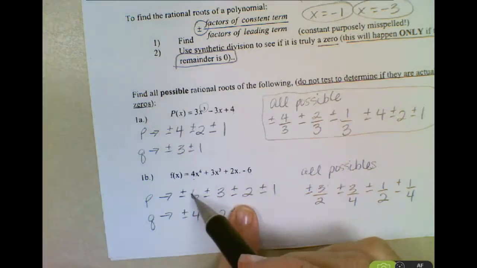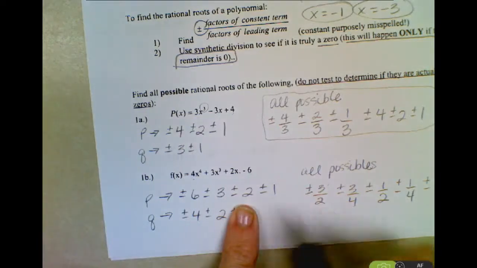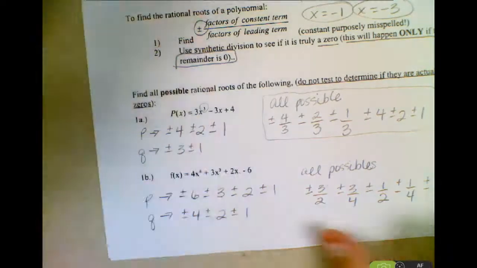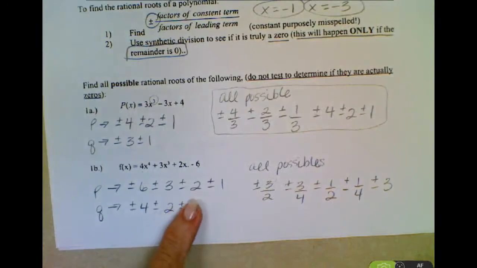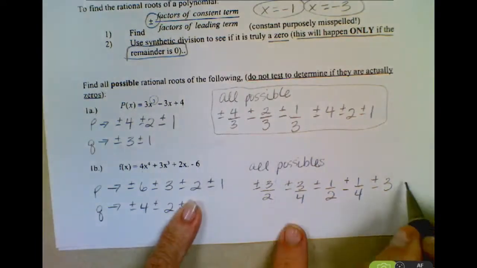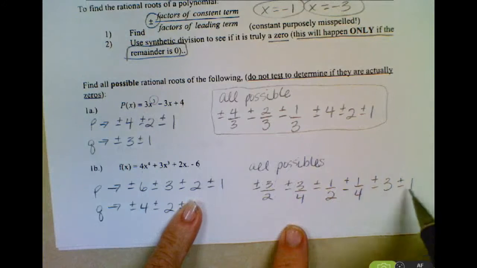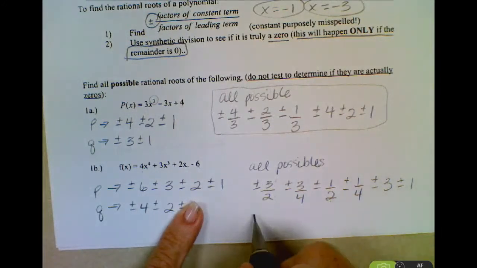You have 6 over 2, which reduces to 3, 3 over 2, which we already had here, so we don't need to repeat that again. We already had that from the first set. 2 over 2, which reduces to 1, and 1 over 2, which is 1/2, which we already had here. So again, we don't need to repeat that.